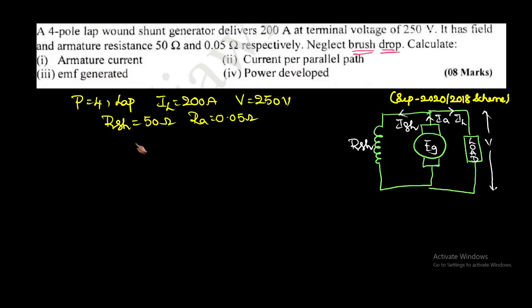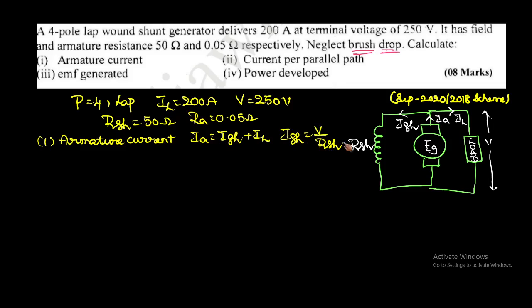So here first we will calculate the armature current. Let us take the first one, armature current. For armature current we have the formula IA equals ISH plus IL. IL is already given, we have to calculate the ISH value. ISH is equal to V by RSH. V is given as 250 volts, and the RSH value is given as 50. So you will get 5 amperes. That is the ISH value.